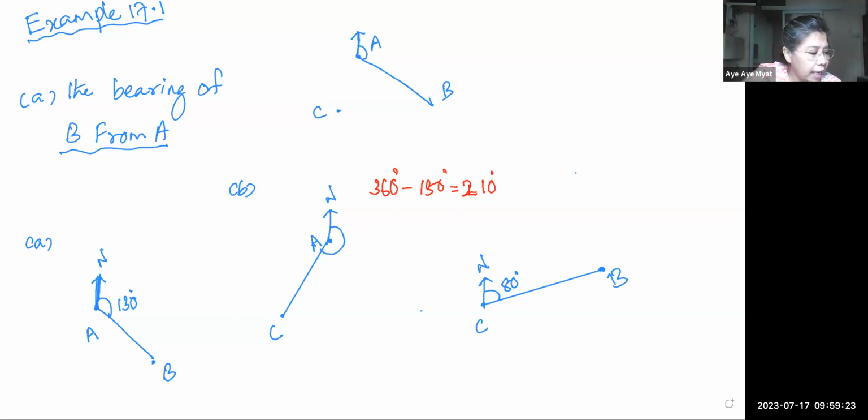Okay, exercise 17.1. For each diagram, write down the bearing of B from A. How do we know the bearing of B from A?